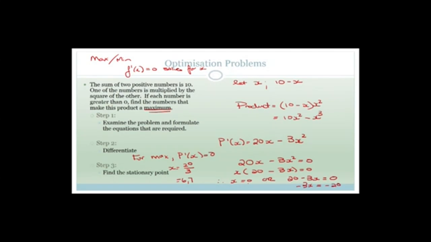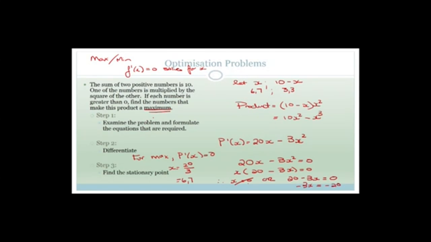That's what our options were, right? But it says if each number is greater than 0, so that's not an option. So you're left with 6.7. So the one answer is 6.7. The other answer is 10 minus 6.7, which is going to be 3.3.